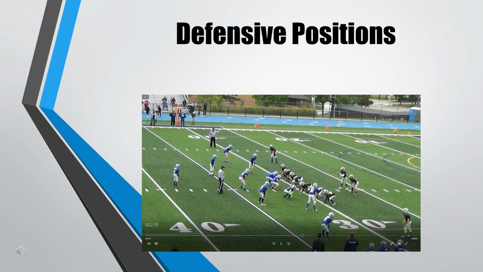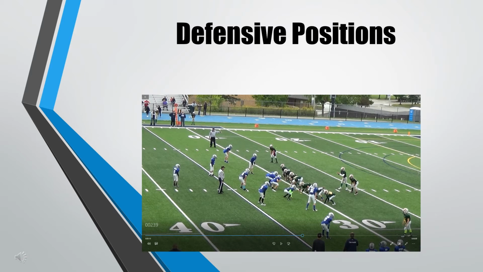To the right and to the left of the nose guard are the defensive tackles. Like the nose guard, the defensive tackles are responsible for stopping the run and are also responsible for pressuring the quarterback on passing plays.